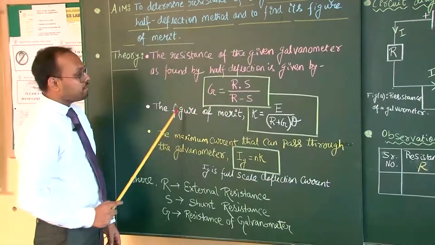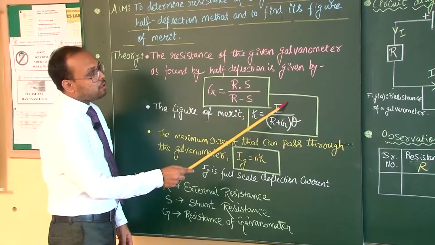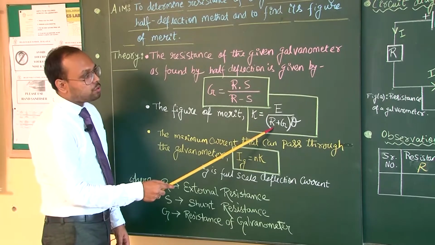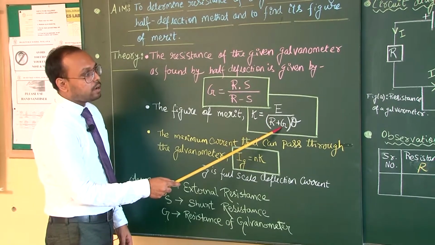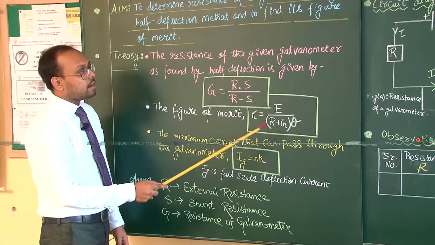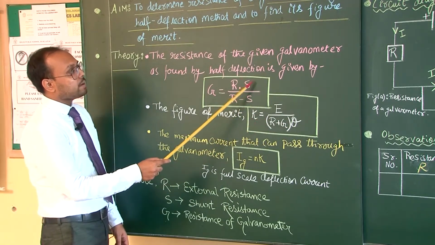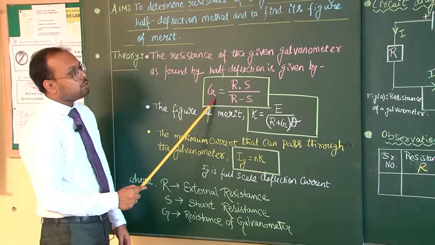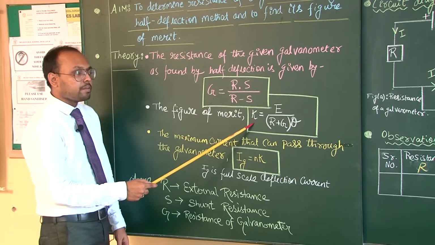Now, we will be calculating the figure of merit. For a fixed value of EMF, R is already known to us, G we have already calculated, and theta is also known to us. Then we will be calculating the K value. Whatever resistances we took for the calculation of the galvanometer's constant, that set of values we will be repeating for the figure of merit.